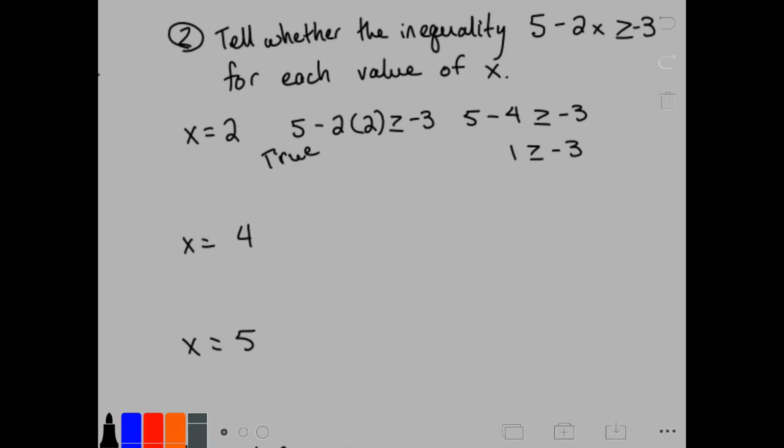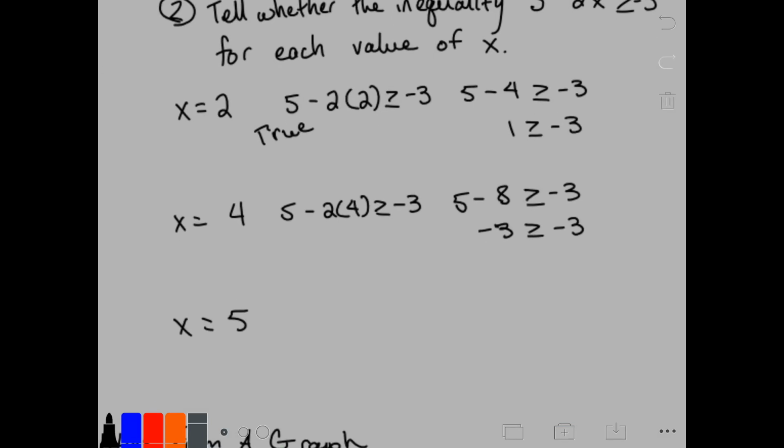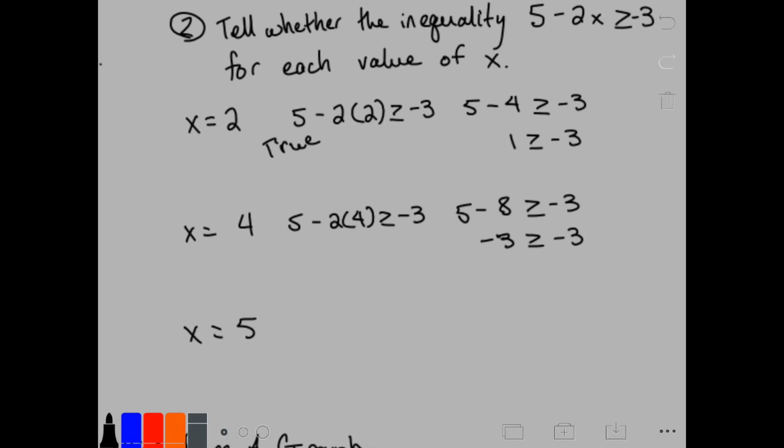How about 4? 5 minus 2 times 4 greater than or equal to negative 3. 5 minus 8 greater than or equal to negative 3. Is negative 3 greater than or equal to negative 3? Yes, it is. Negative 3 might not be greater than negative 3, but because we have that little line underneath our symbol, which means equal to, if we get negative 3, then we have a true statement. So this is also true.